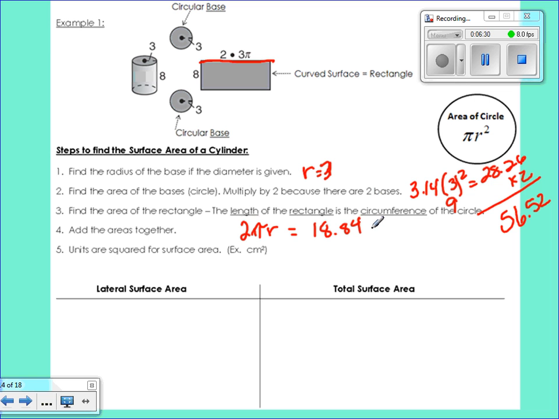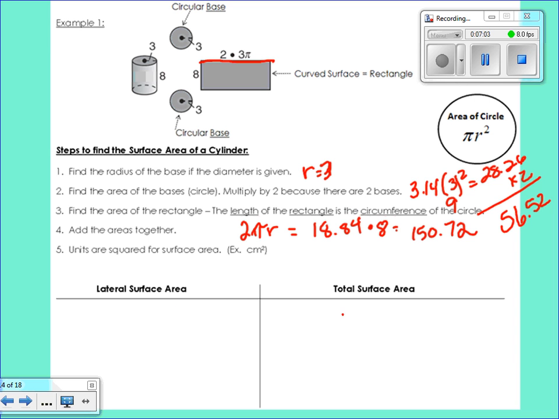Now what do we have to do? Times the height, which is? What's the height of that cylinder? 8. Okay, so we're going to take 18.84 times 8. And what do we get? 150.72. Okay. And now what do we do after we have the area of the lateral and the area of our bases?